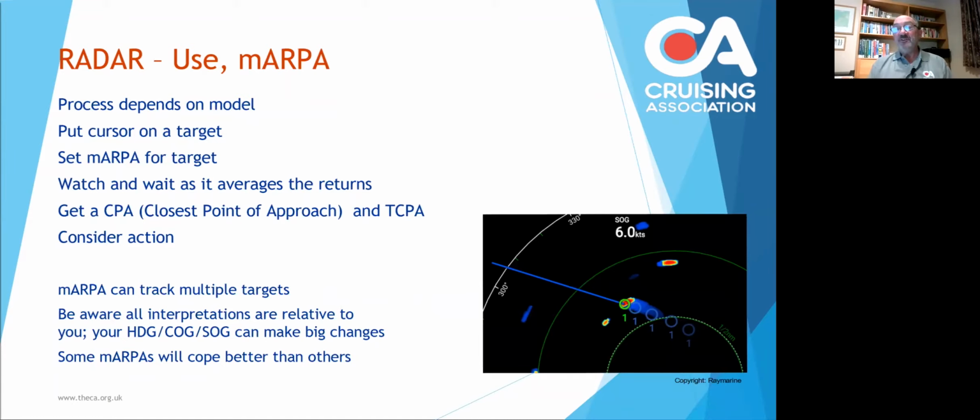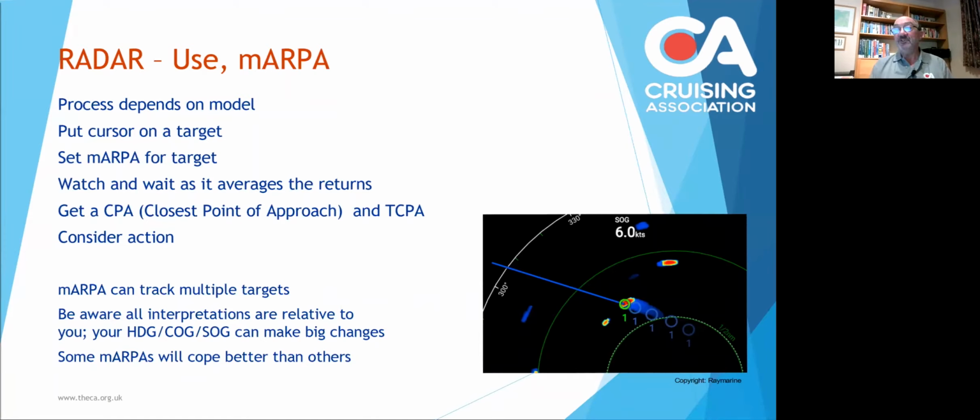So you now know that something is, let's say, going to pass within a quarter mile of you, and it's going to do that in 10 minutes' time. You've then got to consider whether you need to take any action. So what it's done is very quickly and very effectively giving you that critical information about whether you need to do something or not. MARPA can generally track multiple objects.